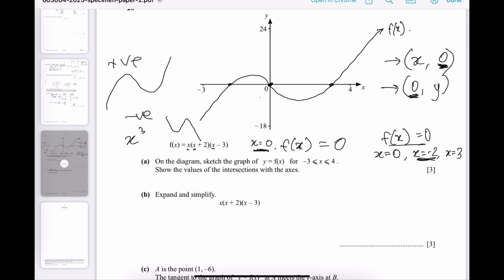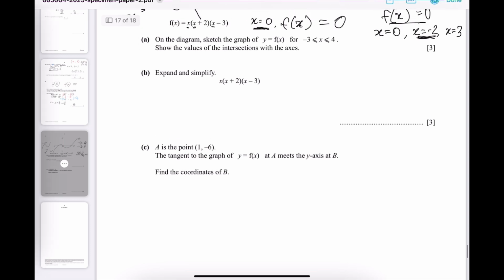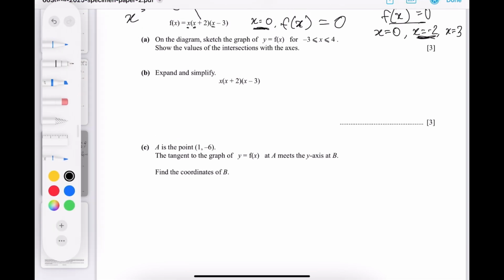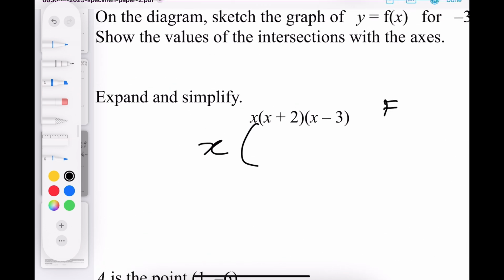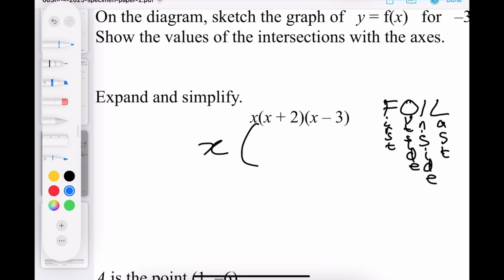Okay, and now we are asked to expand and simplify this expression here. So the way we do this is we leave the x outside and we would simplify the inner brackets. So the way we do this is by using the acronym FOIL. It stands for first, outside, inside, last. What this basically means is we do the first 2 terms of both brackets multiplied by each other.